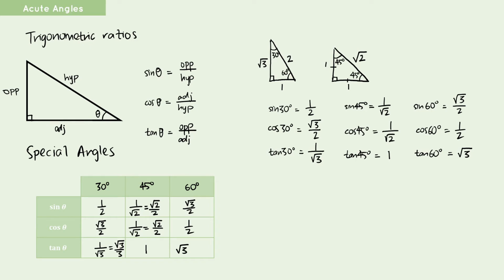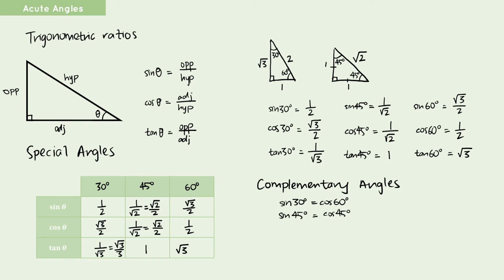Next we are going to discuss complementary angles. Angles are complementary if they add up to 90 degrees. For example, 30 and 60 are complementary, and so is 45 with 45, because they add up to 90. If we consider sine 30 degrees, which is half, can you see that it is also equal to cosine 60 degrees? If we consider sine 45 degrees, which is square root 2 over 2, can you see that it's the same as cosine 45 degrees?